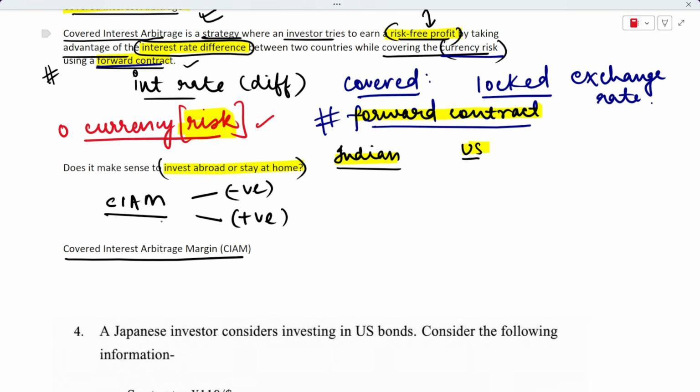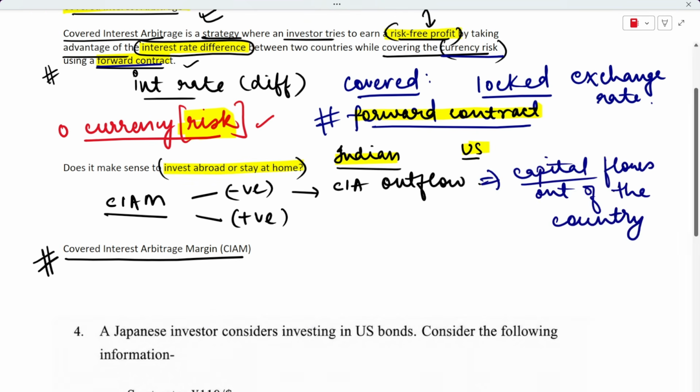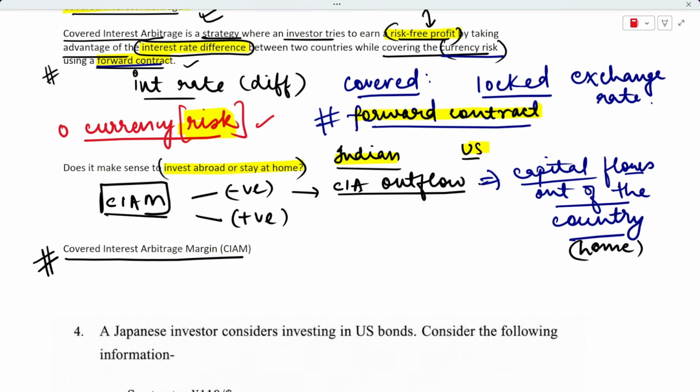So if my covered interest arbitrage margin, which we will come to in just some time, is negative, this means that there is CIA outflow. Now, what do we mean by CIA outflow? This means that capital flows out of the country. So, covered interest arbitrage outflow means capital flows out of the country. When my CIAM is negative, this is CIA outflow, and this means that capital flows out of my home country and it will flow into the foreign country. So, capital leaves my home country and flows into the foreign country. This is the meaning when CIAM is negative.